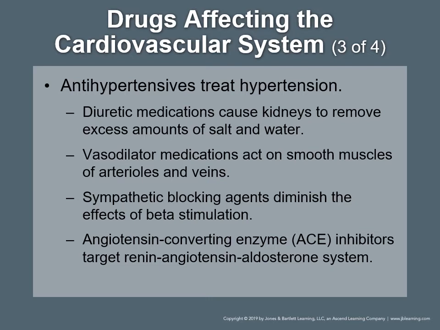Angiotensin converting enzyme, or ACE inhibitors. They target the renin-angiotensin-aldosterone system. They suppress the conversion of angiotensin I to angiotensin II. Angiotensin II is a potent vasoconstrictor that promotes smooth muscle contraction in the arterioles throughout the body. Constriction raises blood pressure by increasing peripheral resistance. Calcium channel blockers also have anti-dysrhythmic and antihypertensive properties.